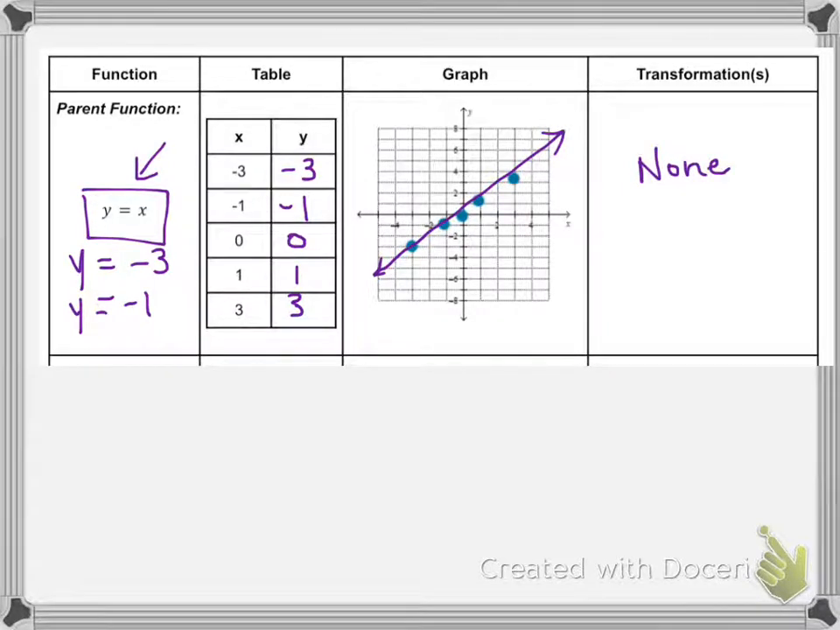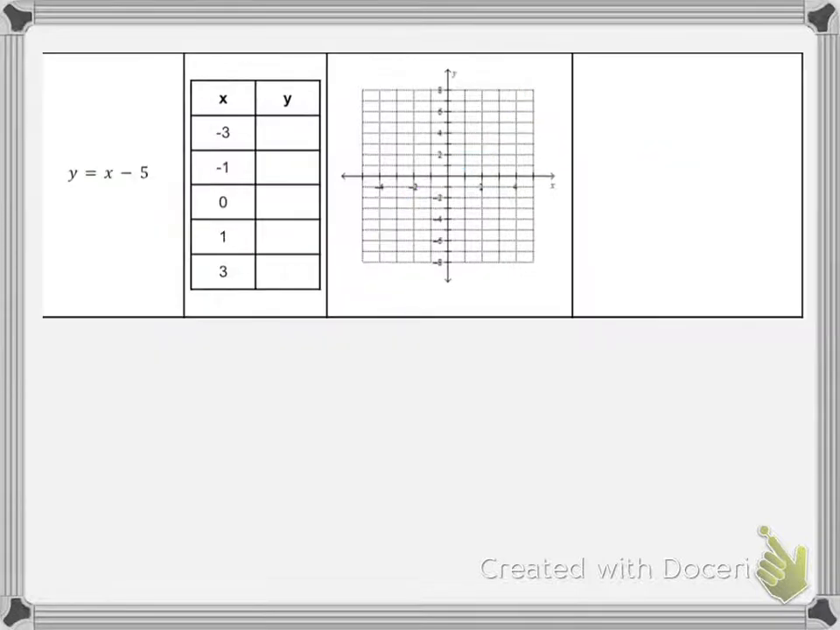Okay, so now let's take this and do a transformation to it. Now we have our parent function and we're subtracting 5 from it. So my first transformation is adding or subtracting. Let's see what that does to my table and my graph.